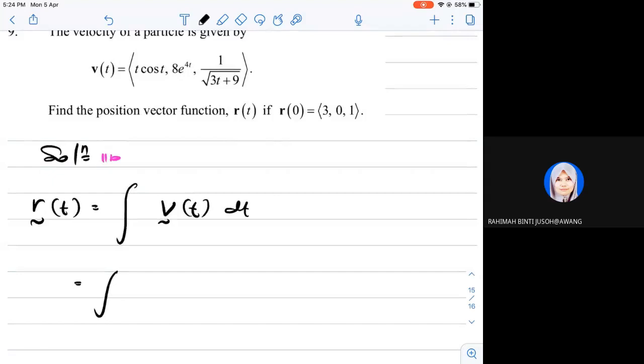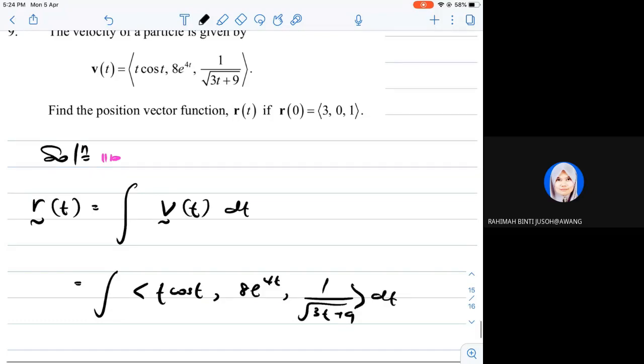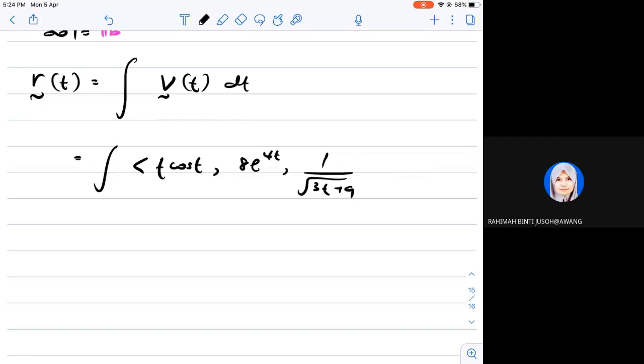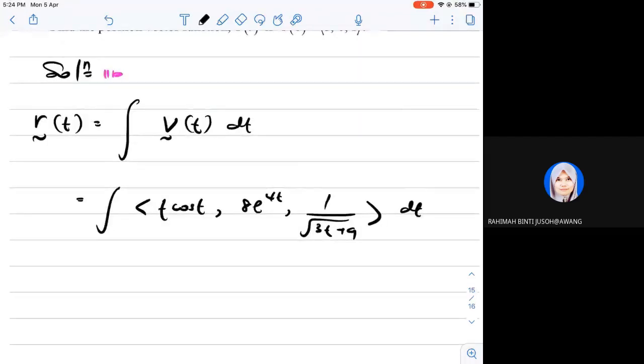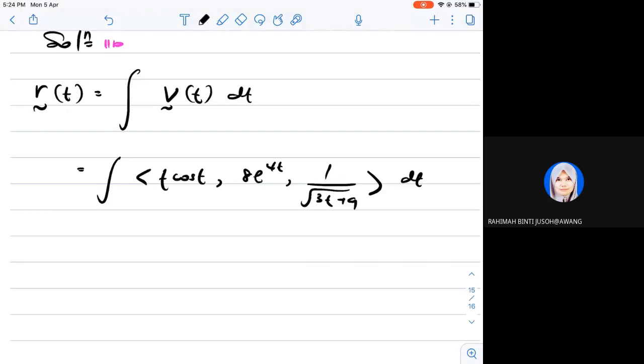Dia panjang sikit lah ni. Kita ada t cos t. We also have 8 exponent 40 and then we have 1 over square root of 3t plus 9 dt. Okay, now guys, let us do it by component. Kita buat satu-satu. Okay, sebab dia ni memerlukan tabular method ni ataupun integration by parts. Okay, so let us integrate one by one.